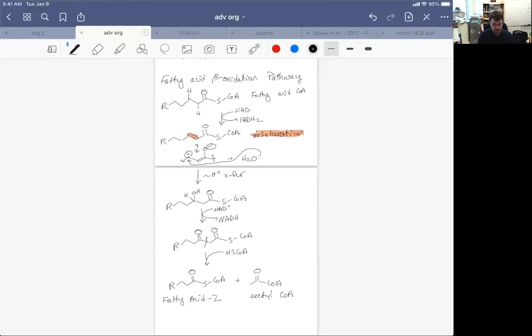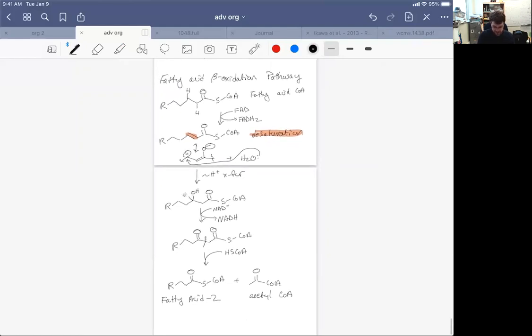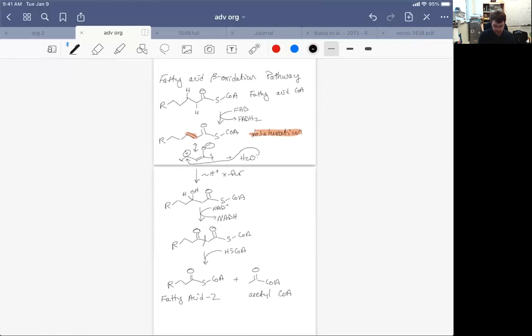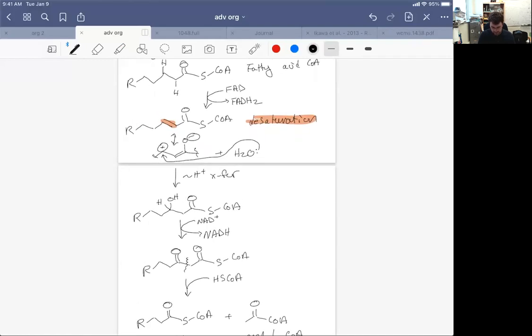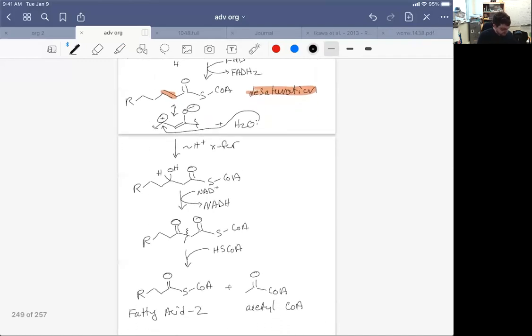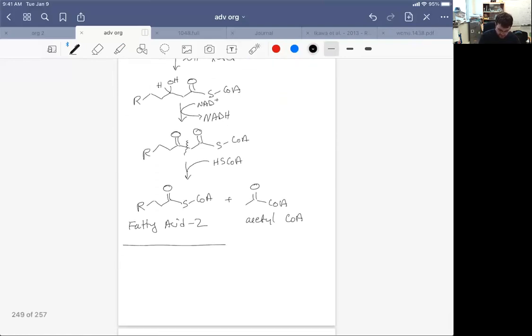process again, where we first desaturate the alpha and beta positions. We then add water by way of a 1,4 conjugate addition or a Michael addition to make a beta hydroxy, which then gets oxidized to the beta keto, which then gets clipped off by way of a retro-Claisen reaction to get a fatty acid -4 plus another molecule of CoA. So we repeat that process over and over again. Now let's go through some of the details, namely the desaturation process.